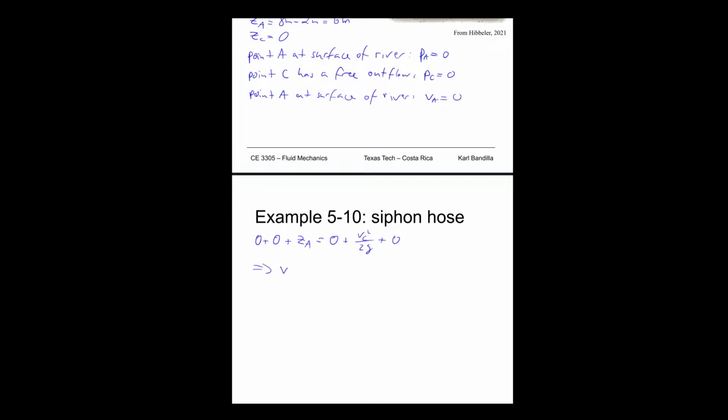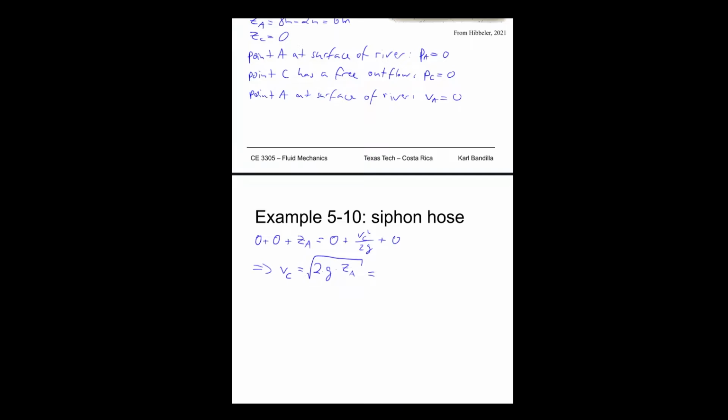So we can say VC is then, of course, we don't even have to bring anything, just multiply by 2G and take the square root. So it would be 2 times G times ZA, and the square root of that. That would be our velocity.